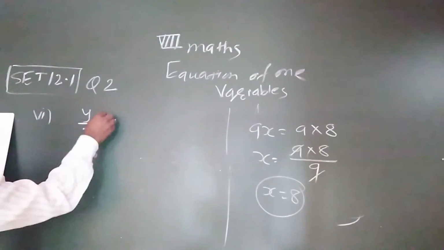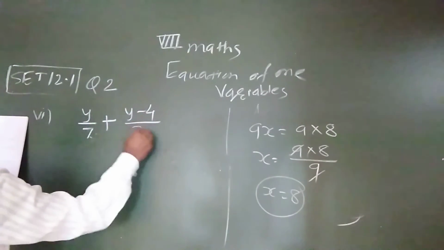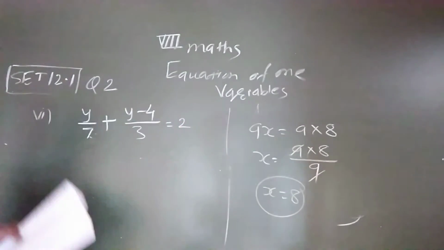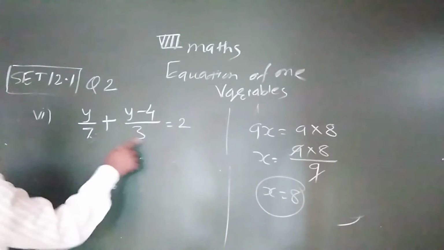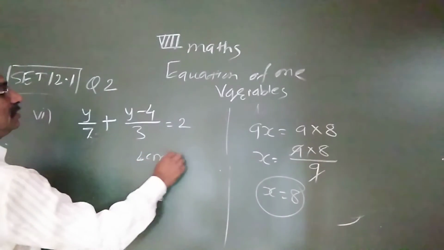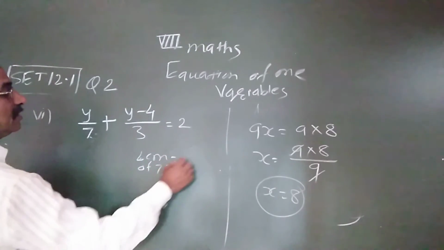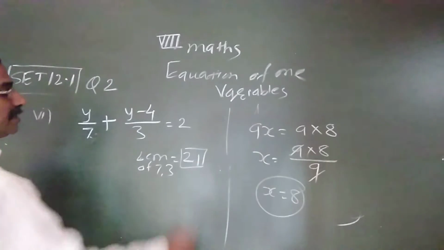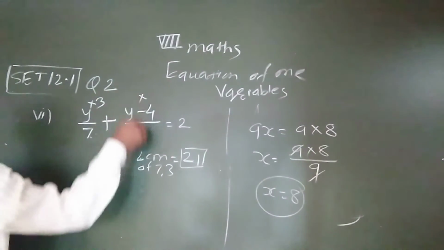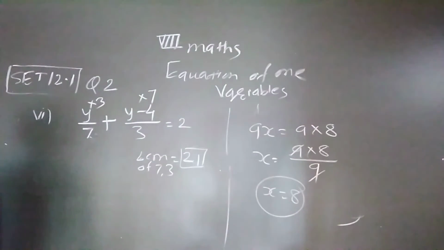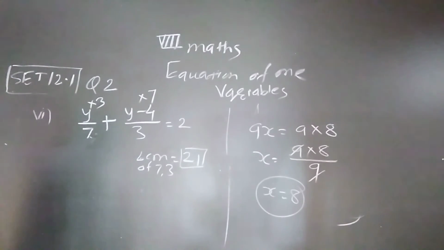y/7 + (y - 4)/3 = 2. To solve it, we multiply by the LCM. The LCM of 7 and 3 is 21. So for the first term, 21 divided by 7 gives 3, and for the second term, 21 divided by 3 gives 7. Only the left-hand side LCM we have taken here.